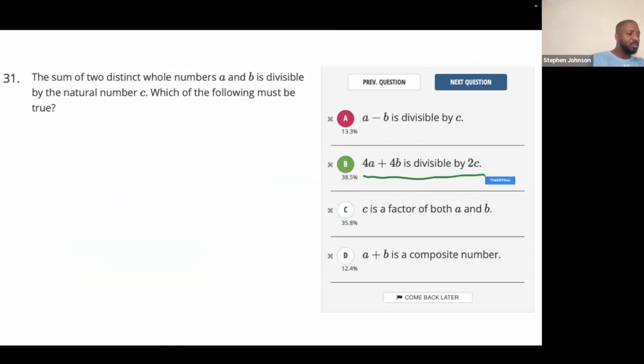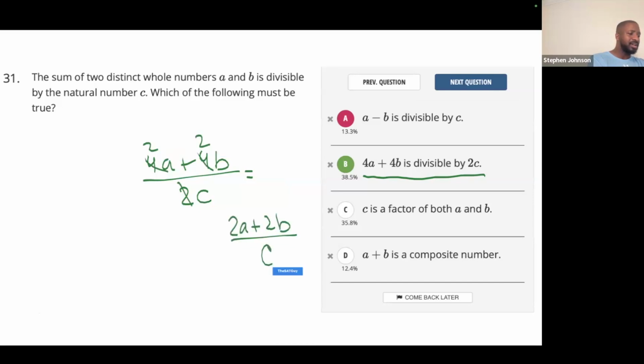So this is saying that 4a plus 4b is divisible by 2c. Well, if we were to simplify that, if I divide everything by 2, this 2 is gone, that becomes 2, that becomes 2. Then I'd have 2a plus 2b is divisible by c. And I already know that a plus b is divisible by c. I guess we can make some assumption there that just by multiplying the numerator by 2 doesn't change the fact that it's still divisible by 3. So that might be a bigger jump of assumption.